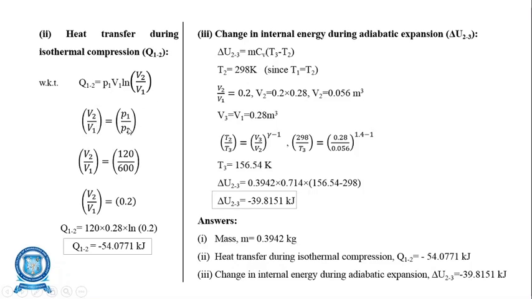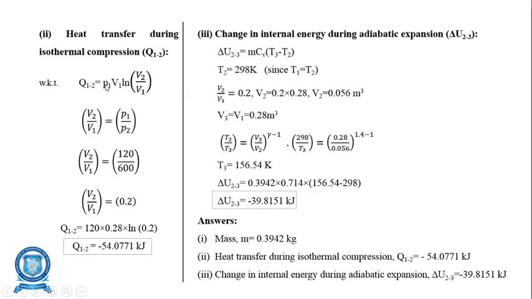Here both the P1 and P2 values are known. Otherwise you can interchange V2 by V1 with P1 by P2. According to the PVT relation for the isothermal process, V2 by V1 is equal to P1 by P2. So instead of V2 by V1, we can put P1 by P2. Both the pressures P1 and P2 are known, so by applying this you will get the value of V2 by V1 as 0.2.